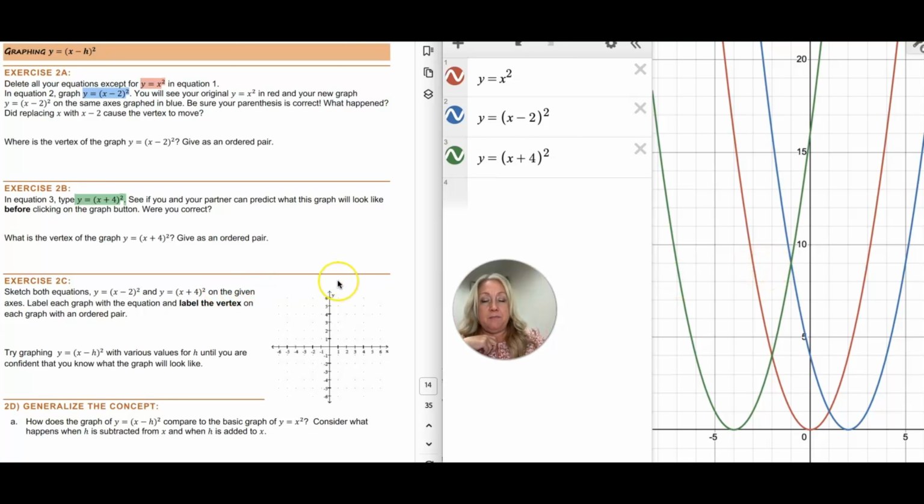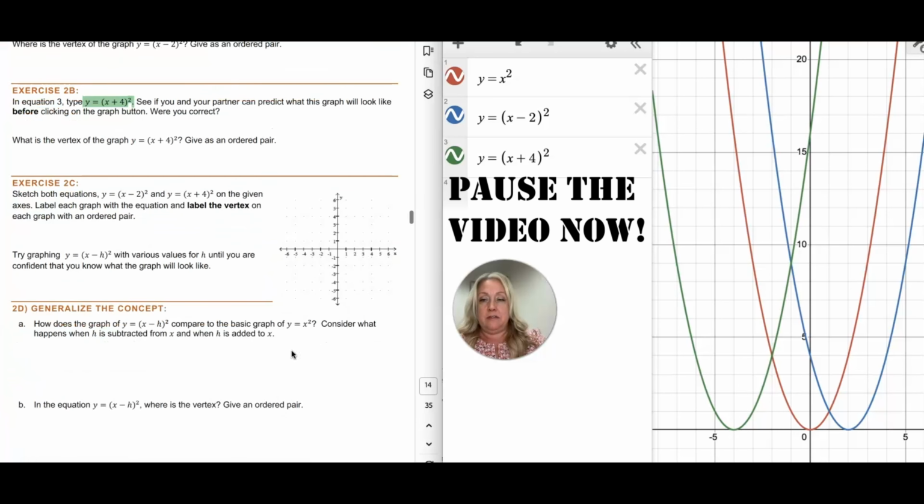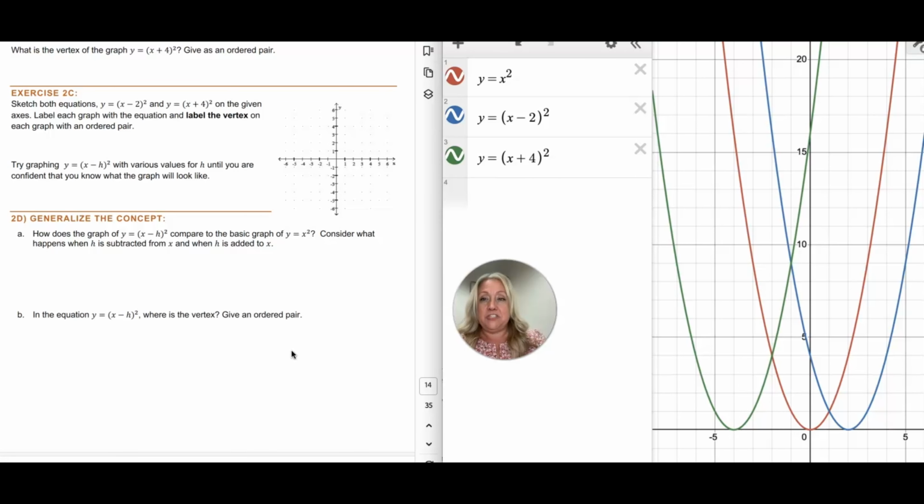Now take a minute, pause the video, and just draw in what you see on this graph so you can have it in your notes. All right, so now let's generalize what's happening here.